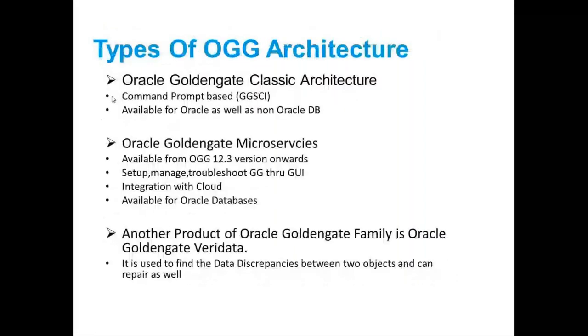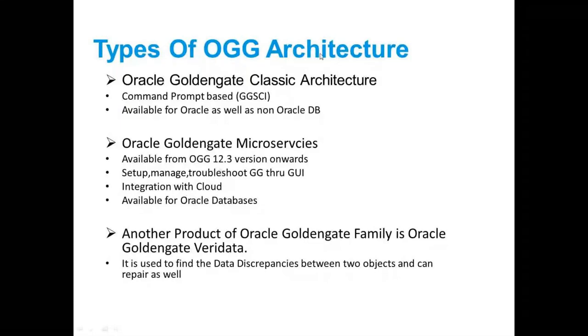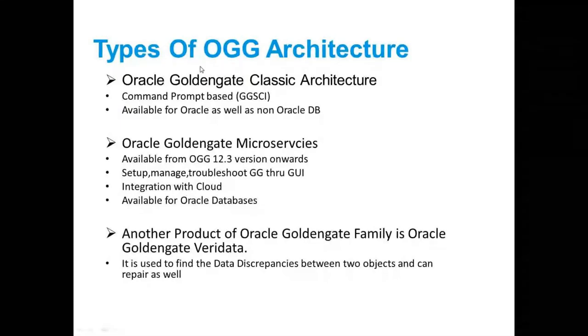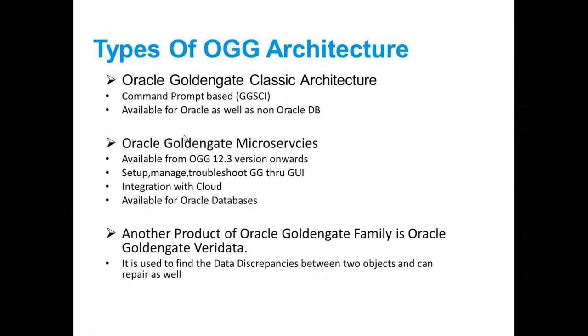Same with our type of architecture. When microservices wasn't there, it was called Oracle GoldenGate architecture. Now, with the introduction of microservices, they have renamed the traditional architecture to classic. So the confusion comes because this term classic is there under architecture as well as under different types of extract.